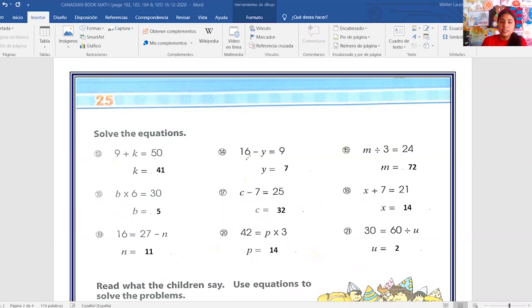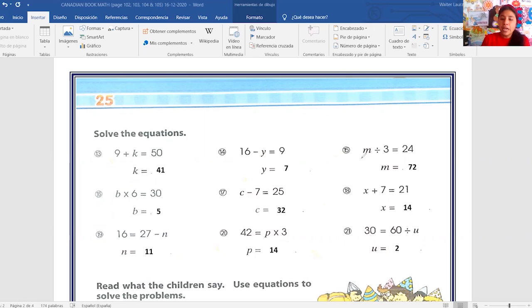The next one, 16 minus y equals 9. Okay, so here we go. So this is going to be like this, no? 16 here is addition, minus 9 equals y. So y is going to be 7, right? So that is why we have here the answer.